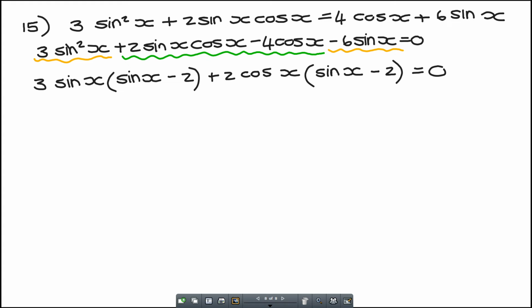My 2 brackets are exactly the same. Nee. So kom ek haal hom uit. I take it out as a common factor. So sin x minus 2. So what's left in the first term? 3 sin x. And second term, 2 cos x.